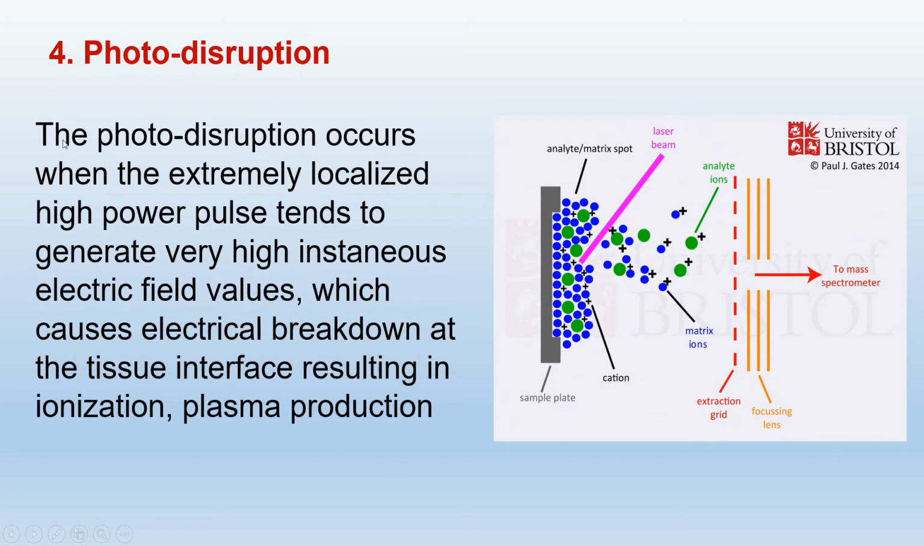Photodisruption means the application of an extremely localized high power pulse leads to generating very high instantaneous electrical field values at the tissue interface that lead to an electrical breakdown, which results in ionization and plasma production. This means that highly localized energy applied on a certain area will create a high electrical field at the interface that leads to an electrical breakdown of the ions present, and the state of ionization and plasma production occurs.